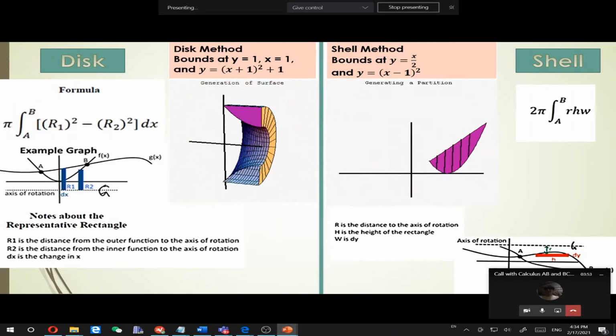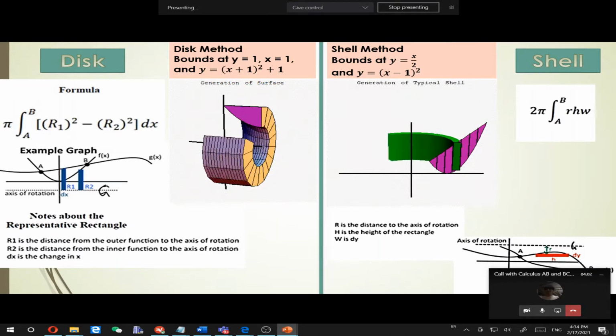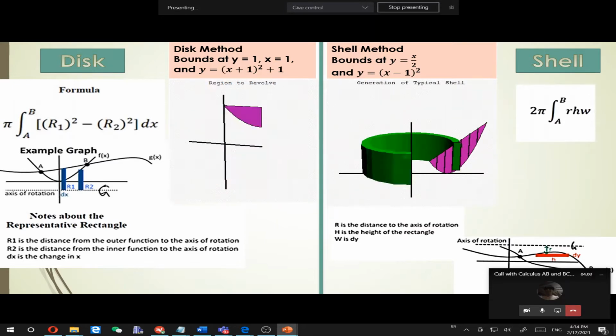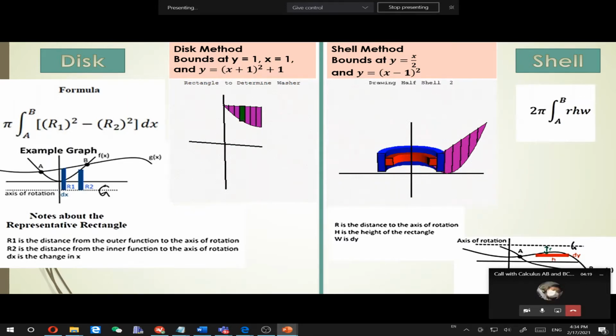As long as all of our functions are y in terms of x, we can use shell method without having to change inputs and outputs as if we're revolving around a vertical line. It is possible to use this method for revolving around a vertical line and shell method for revolving around a horizontal line, but we would need to change our inputs and outputs. Any questions on this method or shell method? No. All right.